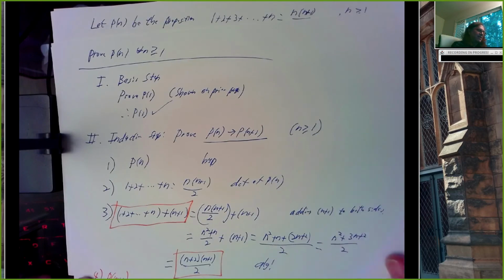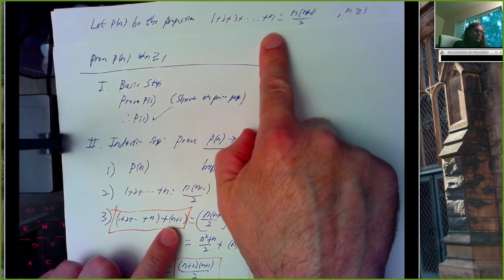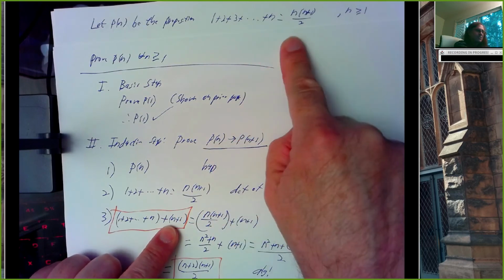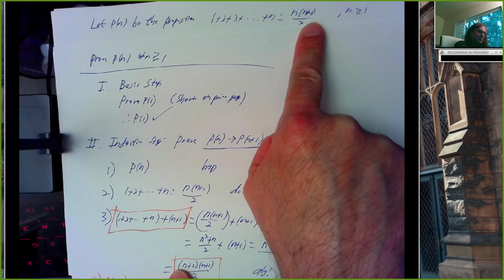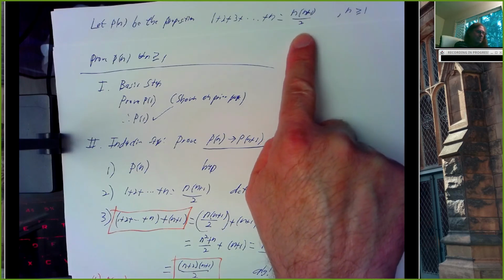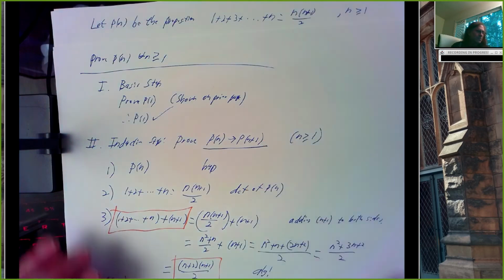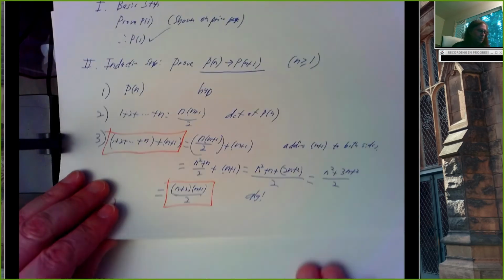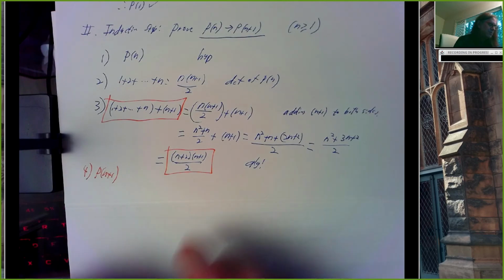And if you go back and think about what P of n plus 1 says, it says the sum from 1 through n plus 1, that's that, should equal n plus 1 times n plus 1 plus 1 divided by 2. So we've proven P of n plus 1, so let's just wrap this up.